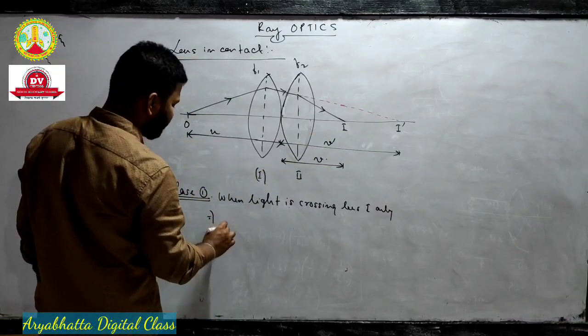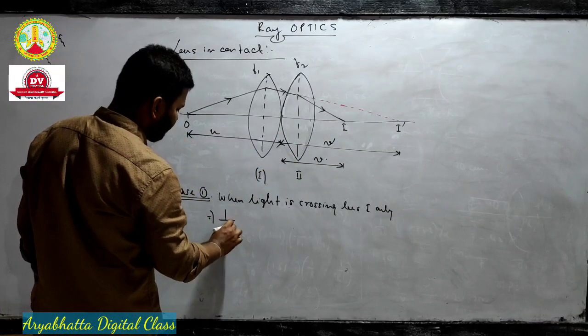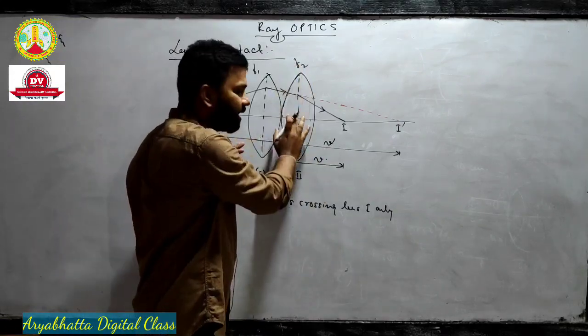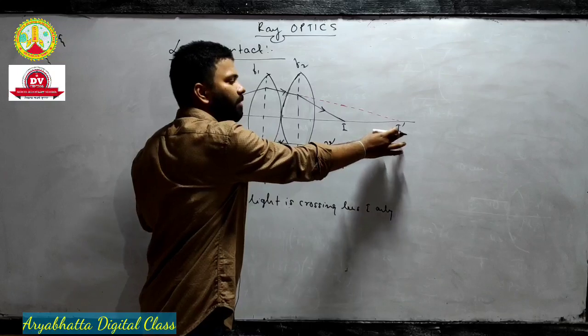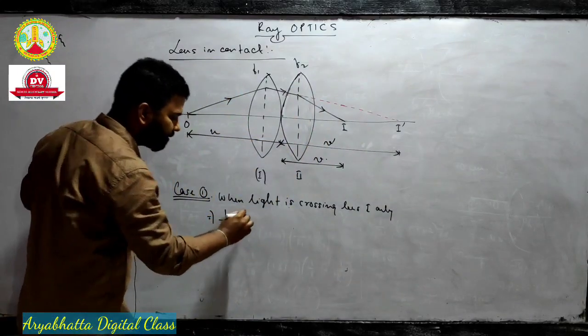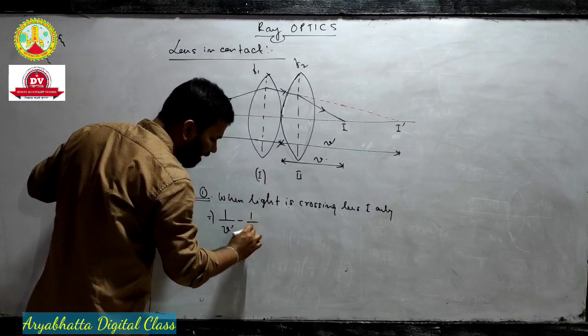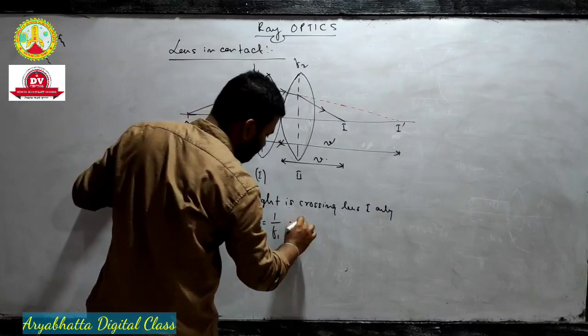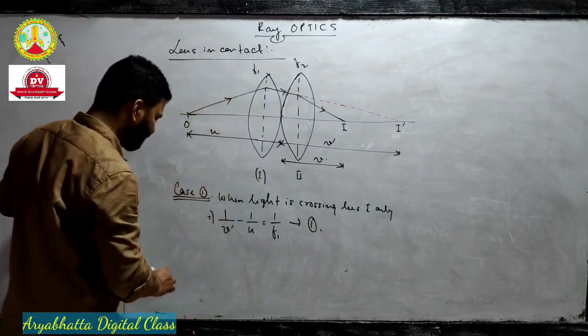So what is the lens formula? 1 by v. So we will write here v dash. Why? Because if lens 2 is absent, the image would have formed at this position. So I will write here 1 by v dash minus 1 by u is equal to 1 by f1. This is equation number 1.